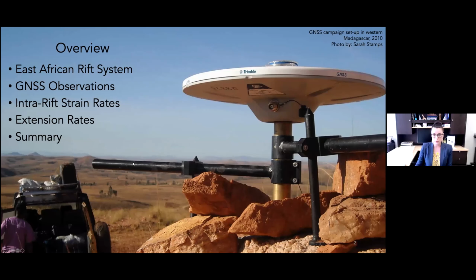So today's talk will be brief, but it will have 5 points. I'll give an overview of the East African Rift system. I'll talk about GNSS observations. Then I'll show you the technique that I've used to calculate intra-rift strain rates, and then the technique that I use for extension rates, and provide a brief summary at the end. This photograph is from Madagascar, and it's one of our episodic, also known as campaign, GNSS observations in that part of the world. So we'll go through the East African Rift system initially.